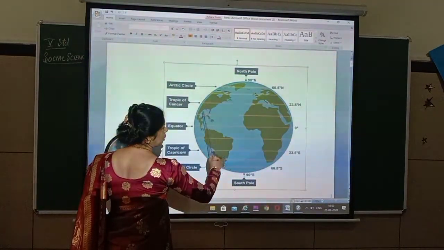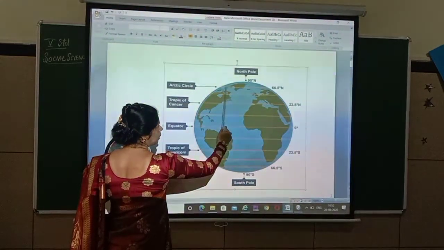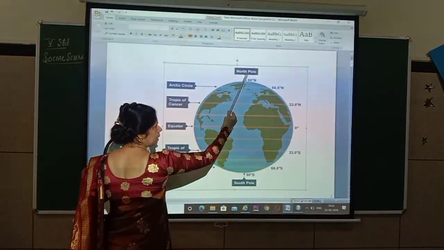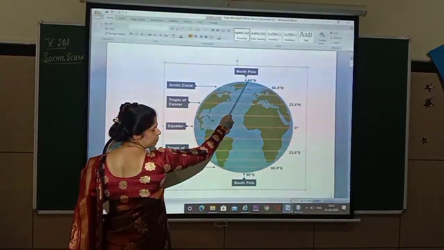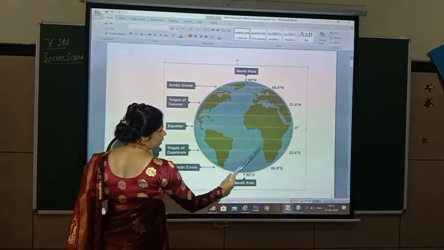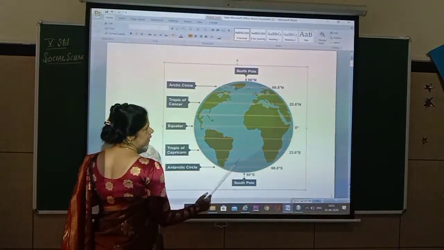The distance means I am talking about the size of that circle. As it goes upwards and outwards, the circle will be lesser and lesser. At this point, it becomes the north pole itself. The same on the southern side also you can see. The circle size goes on decreasing. As it comes to the pole, the circle size will go on decreasing.